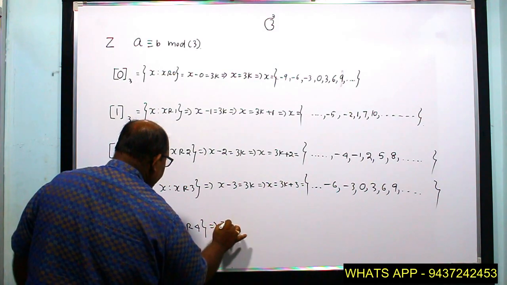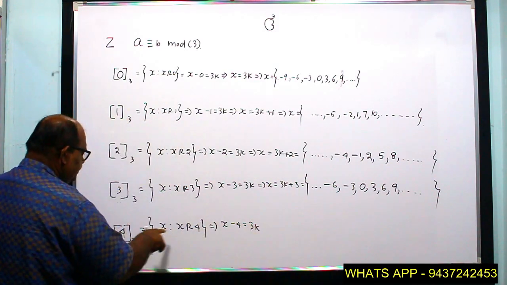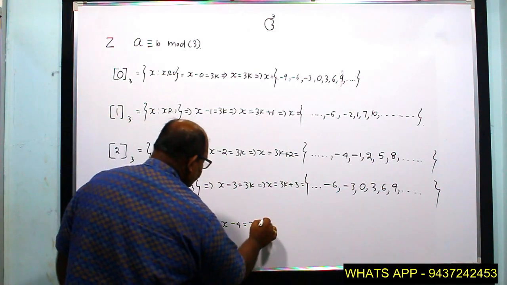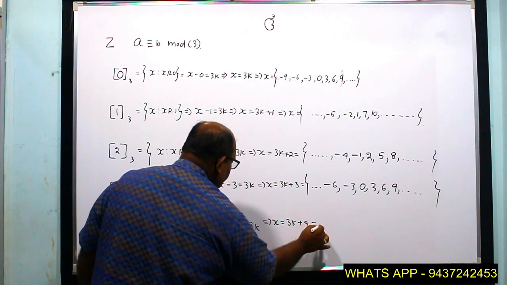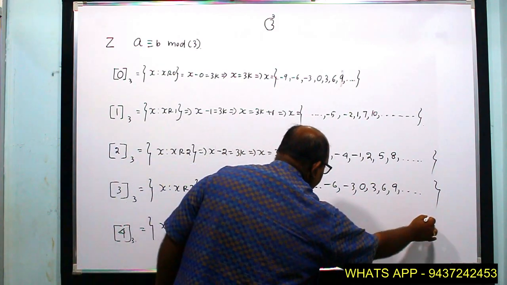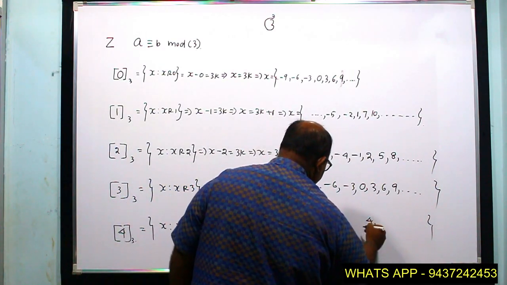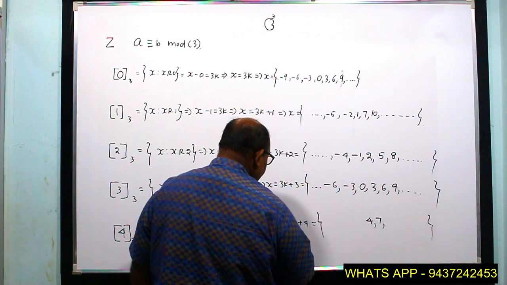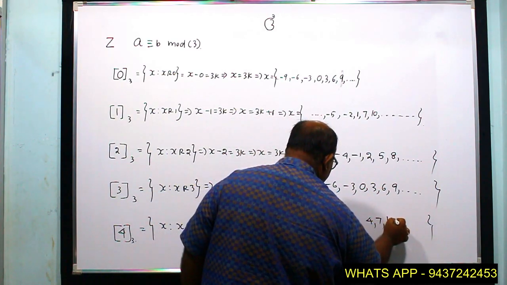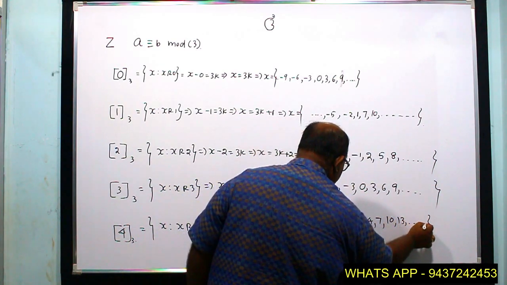This implies x minus 4 is equal to 3k. So x minus 4 will be divisible by 3. This implies x is equal to 3k plus 4. Put k is equal to 0, we are getting 4. Put k is equal to 1, we are getting 7. Put k is equal to 2, we are getting 10. Put k is equal to 3, we are getting 13.